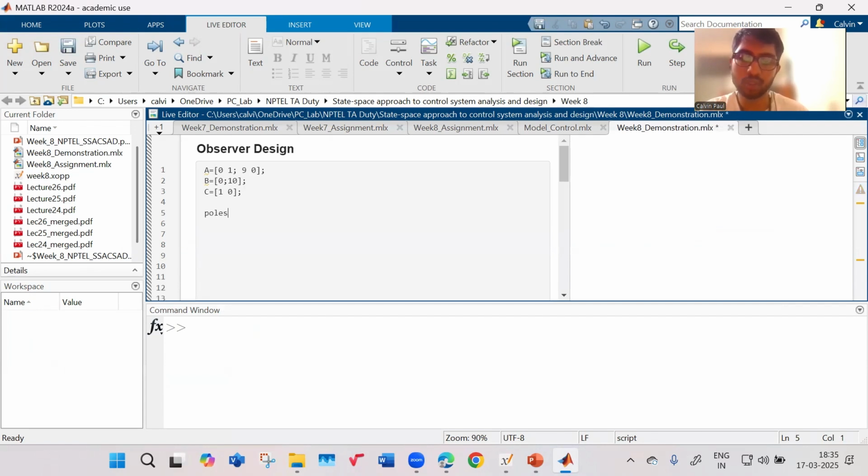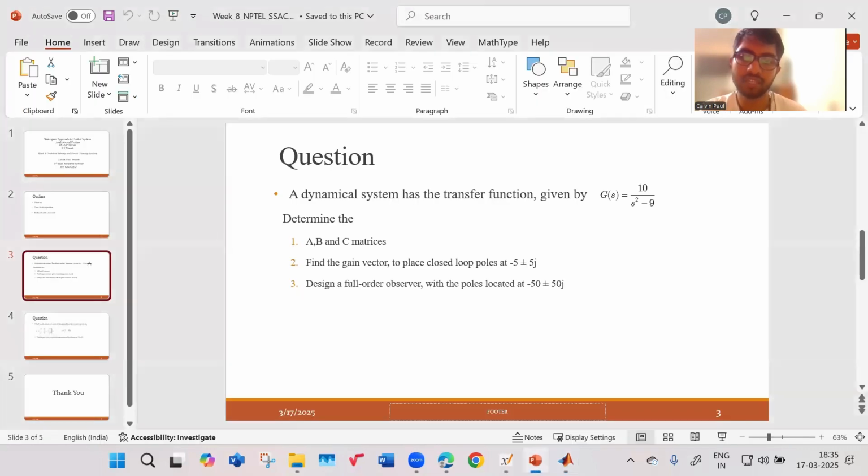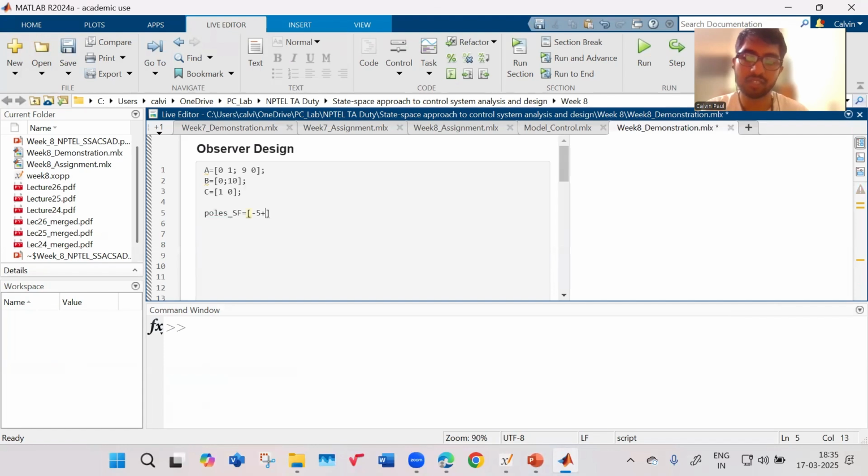Now, what are the poles of our state feedback? The poles which we got for state feedback are given by minus 5 plus 5j, comma, minus 5 minus 5j. So let us see what the poles are.